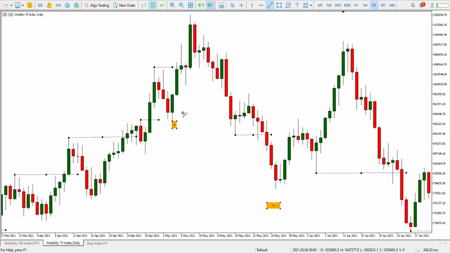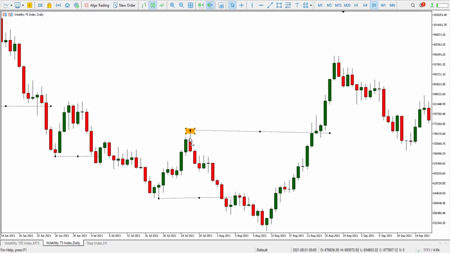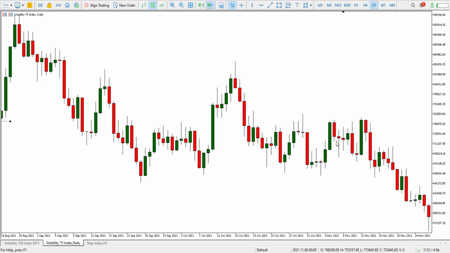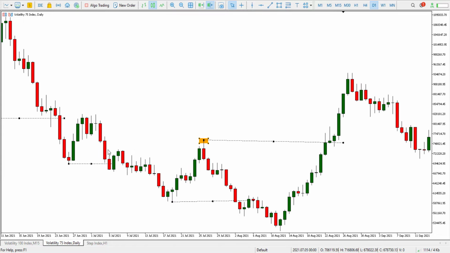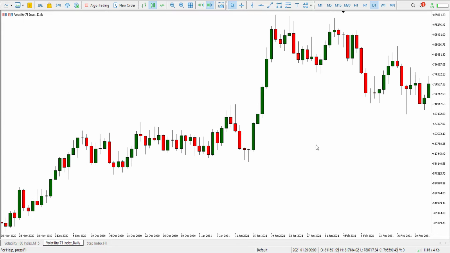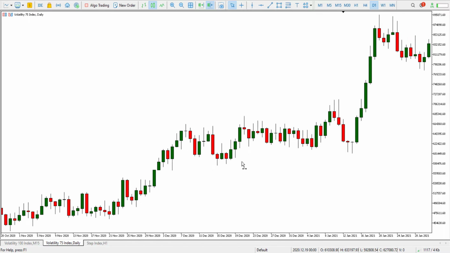So from here, we'll just mark out this level and see where price has taken out. At this point, we have turned to a downtrend. So I hope you've seen how these things work. A consolidating market is basically when the market is just within a range, something like this.